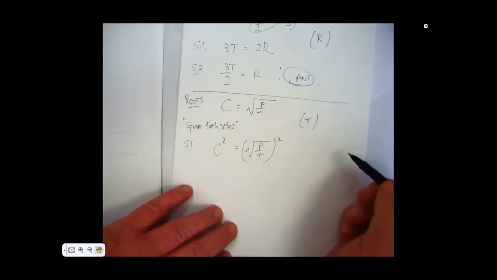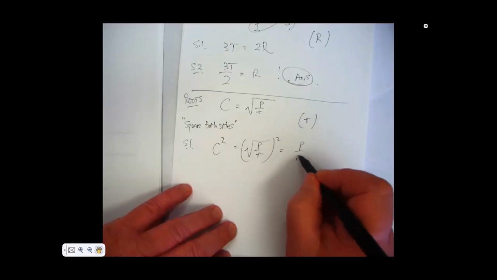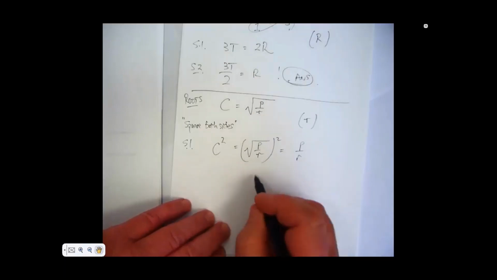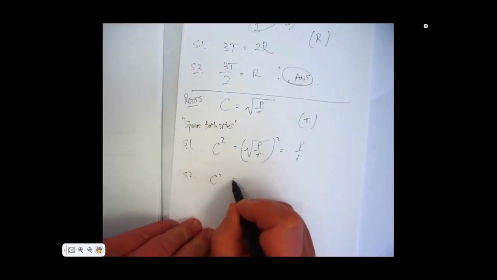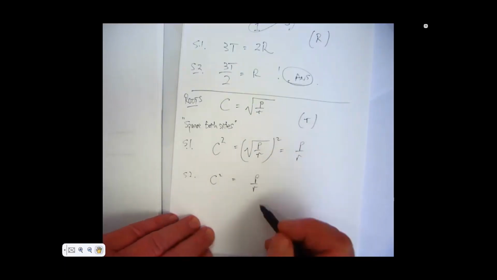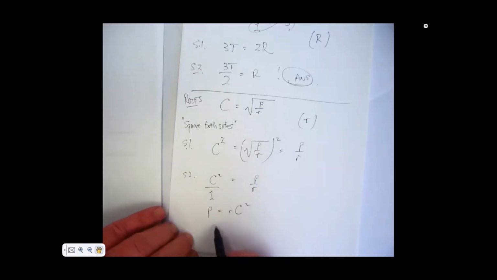Squaring it. And that is the same as p over r. The square cancels the square root. Okay, so step 2, c squared now equals p over r. If I want r, very quickly I put that over 1, cross multiply, 1p is p, rc squared.